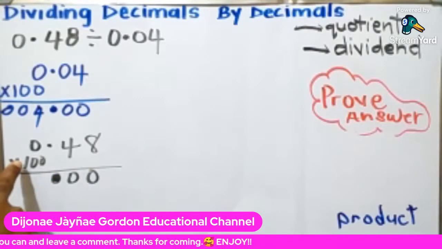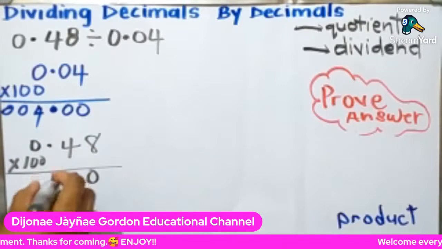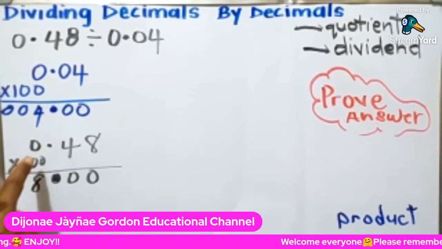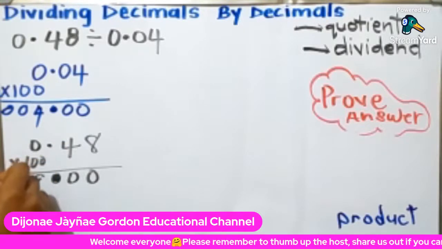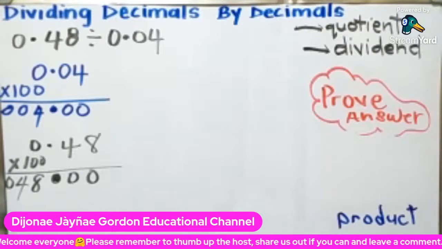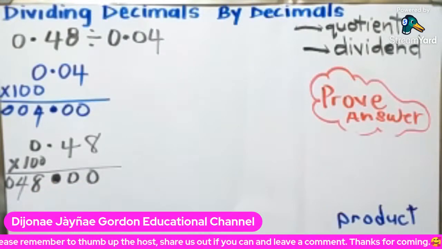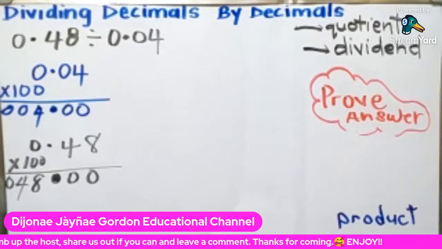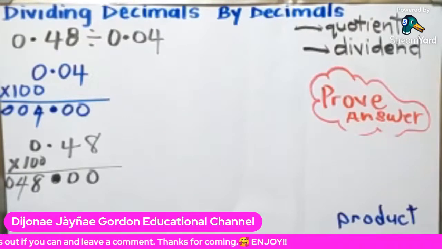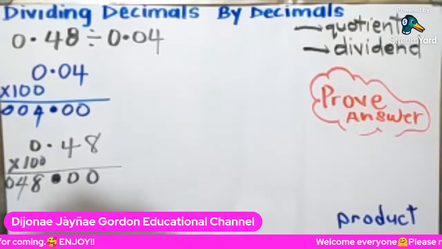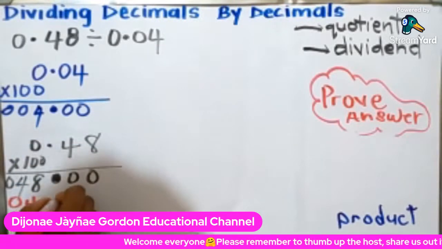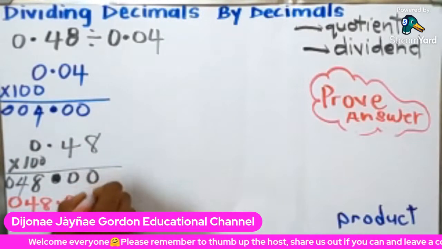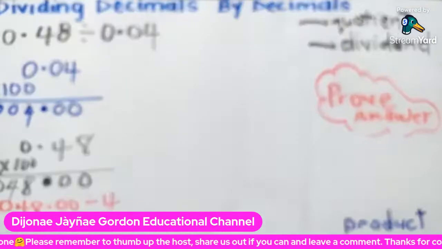All right, so 1 multiplied by 8 is going to give you 8. And of course, 1 multiplied by 4 is going to give you 4. 1 multiplied by 0 is going to give you 0. All right, so in this case, we have 48.00 working with. So let me rewrite this problem so we know exactly what we have working with. So we have 0.48 dividing by 4. That's the problem we have to work.